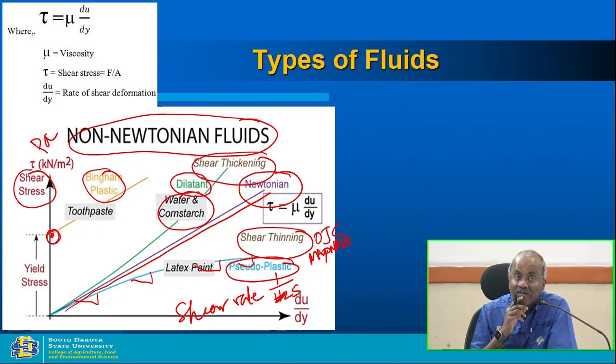For pseudoplastic fluids, this is happening. And for dilatant fluids, the opposite is happening. So why is this happening? Why is the material behaving like that? That is the inherent nature of the material itself. That's how the material is formed during the processing. That's given.